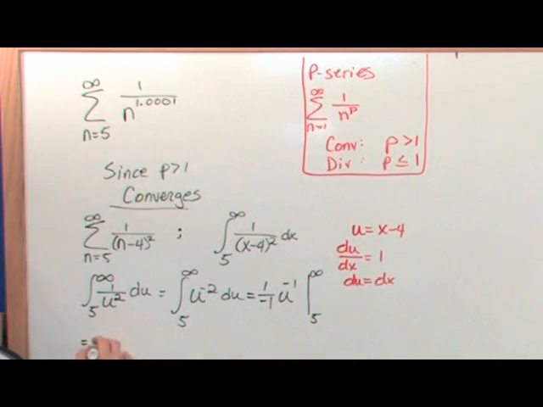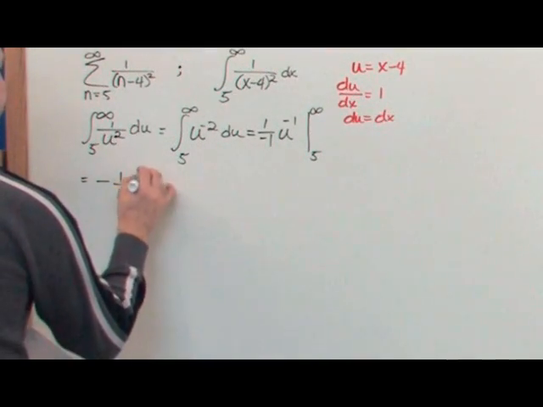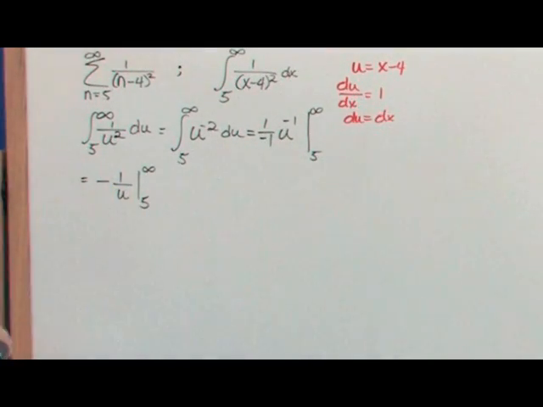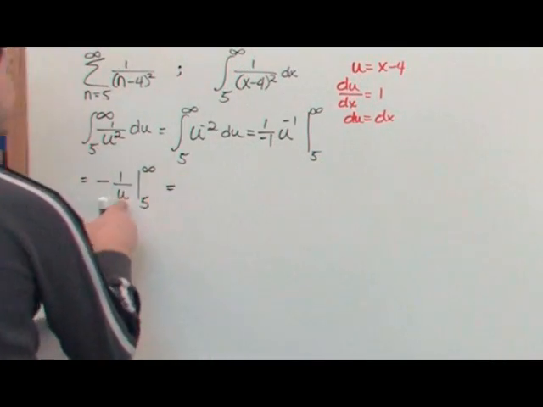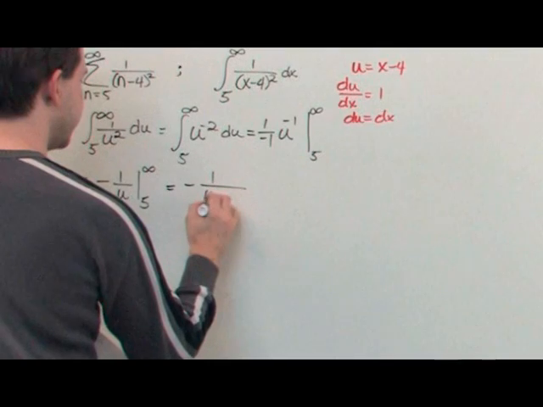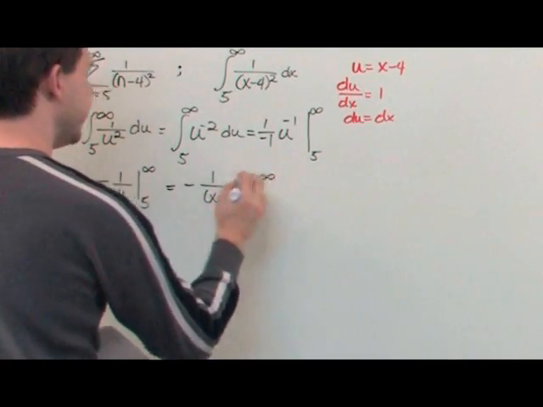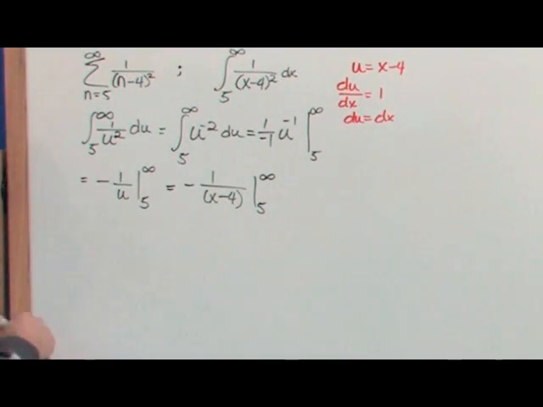So what I'm going to have is negative 1 over u evaluated from 5 to infinity, just pulling this downstairs and keeping the negative sign. And obviously u was equal to x minus 4, so it's negative 1 over x minus 4 on the bottom, evaluated from 5 to infinity.